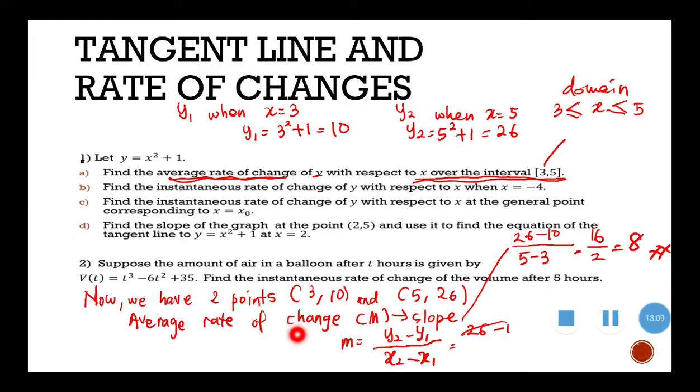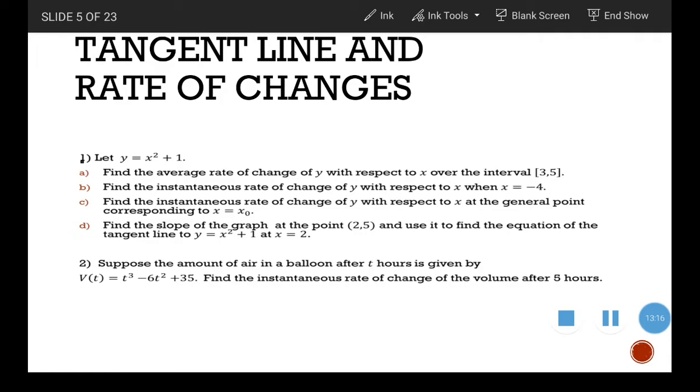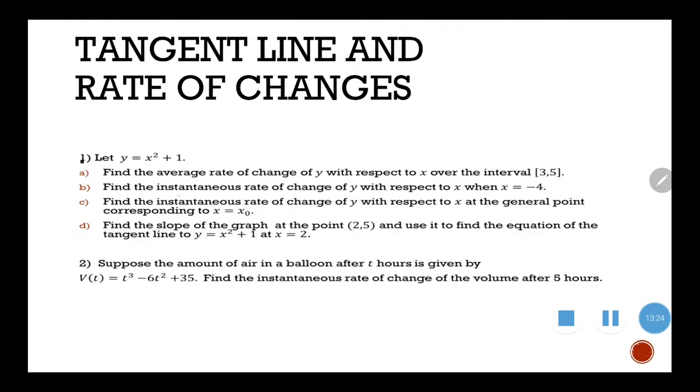So now let's look at question 1b. For question 1b, this question wants us to find the instantaneous rate of change. Instantaneous means what, class? It means tangent line. So we want to find the tangent line when x is equal to -4.